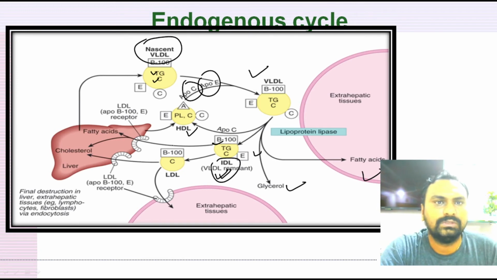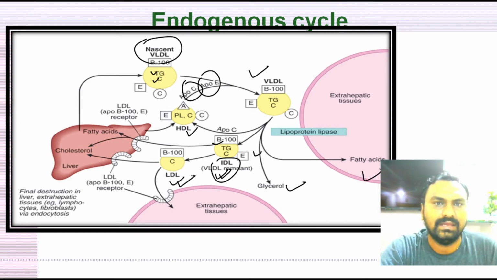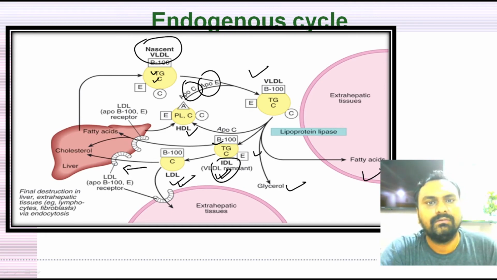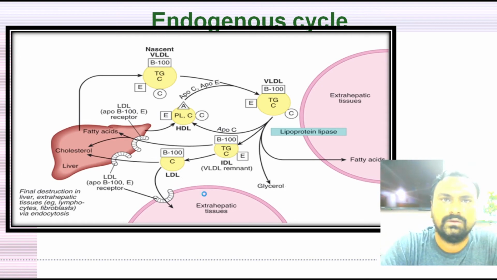IDL has two fates. Either it can go by the ApoE receptor mediated endocytosis inside the liver, or with the hepatic lipase enzyme, it is converted to LDL. LDL has two fates: 70% will go to the LDL receptor present in the liver, while 30% will go to the extrahepatic tissue for the formation of steroid hormones and vitamin D. Okay.